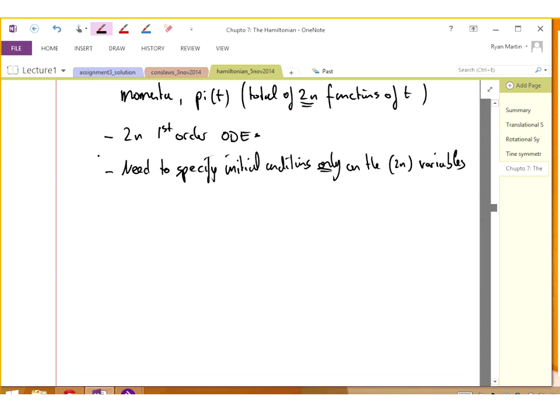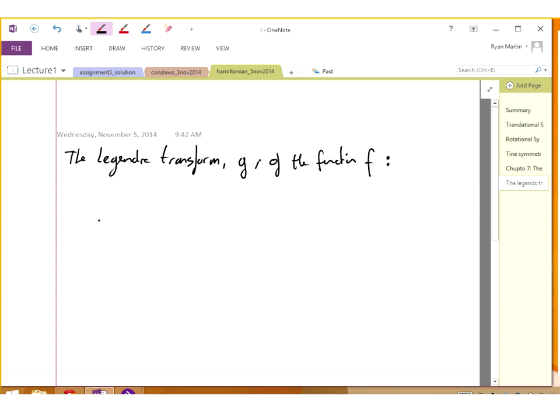So the Legendre transform g of the function f is defined to be g equals the sum over i of u_i v_i minus f. That's a definition.